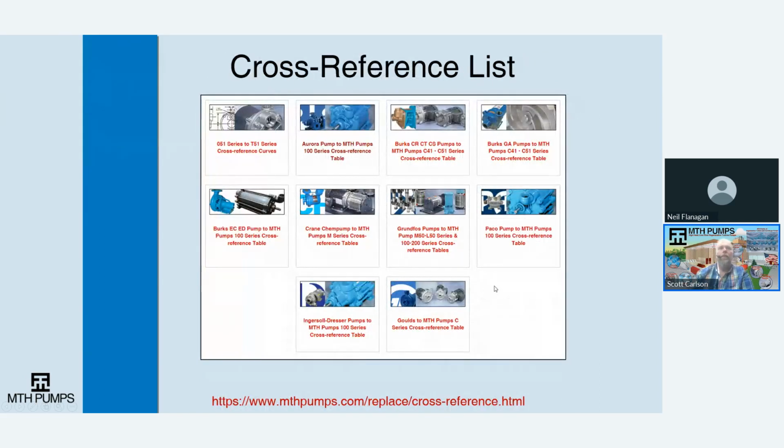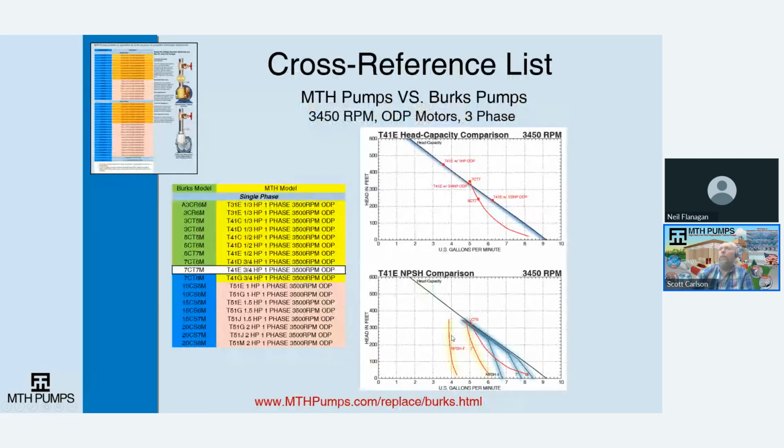Another method of selection, when you're doing a pump replacement, in many cases we have cross-reference charts available for other pump companies' pumps versus our pumps. In this example, we have an MTH pump versus a Burke's pump. So we have a Burke's 7CT7M would cross over to a T41E 3/4 horse, 3450 RPM.